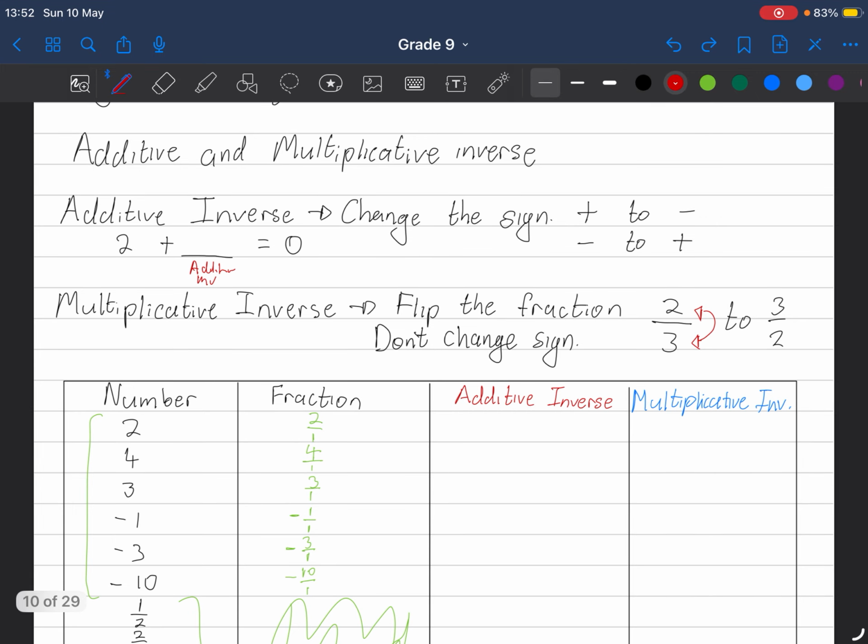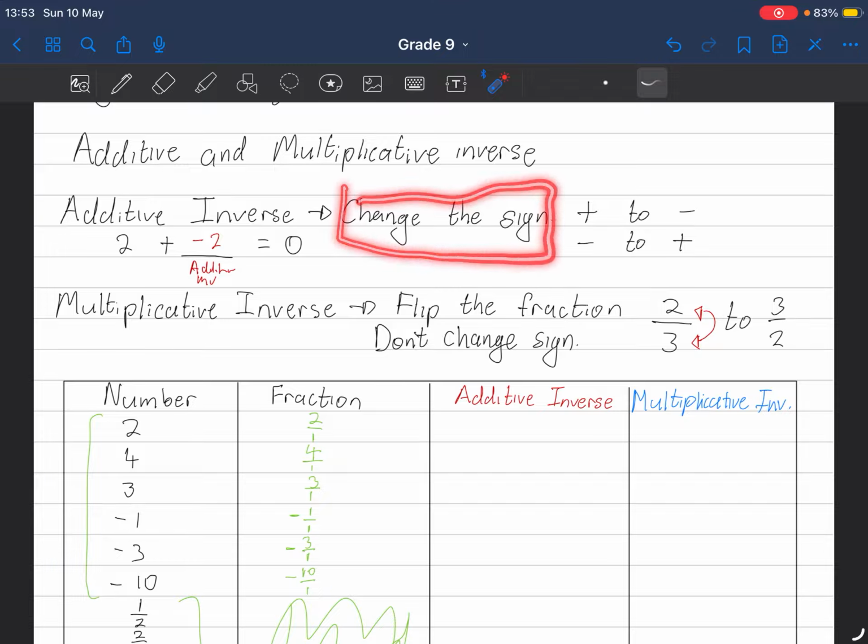Well, 2 plus 0 doesn't give me 0. 2 plus 2 gives me 4. So 2 plus what is going to give me 0? Well, the answer is 2 plus -2. Whatever that number is, just change the sign of that number and add it back to it, and you'll get a 0. So that's why we say that for the additive inverse, we just change the sign, a positive to a negative, or if it's negative, then it becomes a positive.